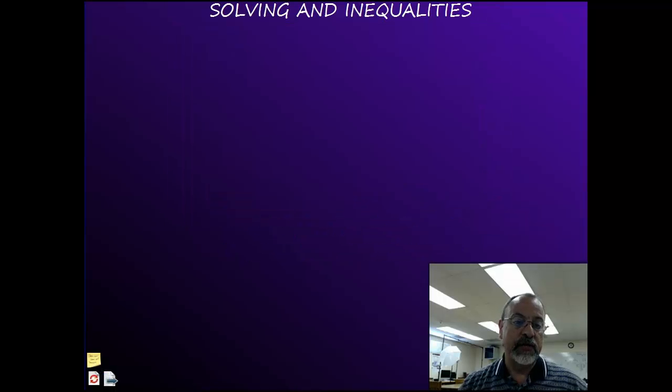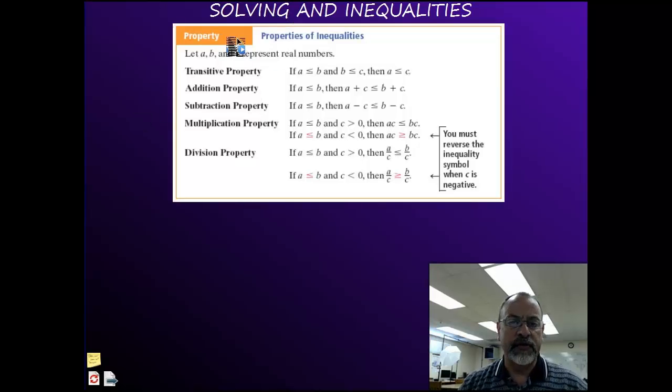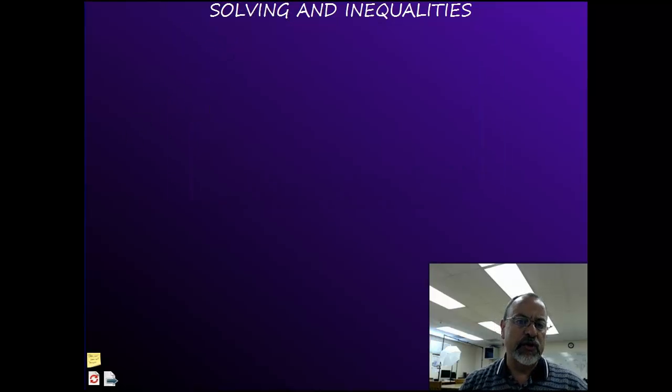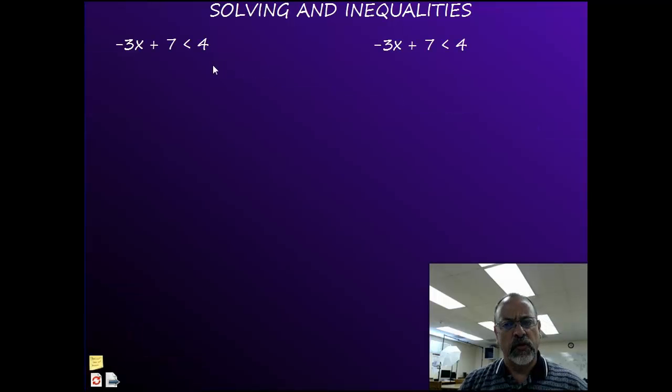Now there is a shortcut and a way to avoid that, and that is to make the variable always positive, but if that works for you, you can go ahead and do that. And I'll show you one of those just so you see, but the rule is you have to reverse the inequality sign.